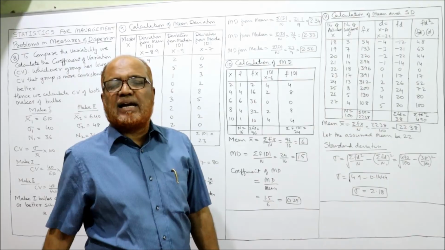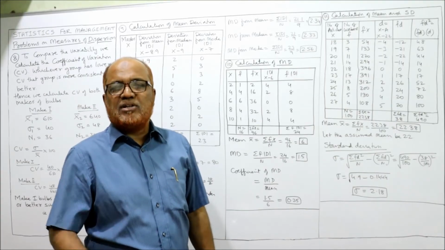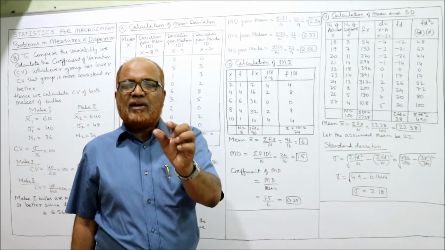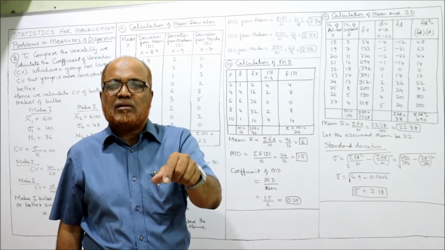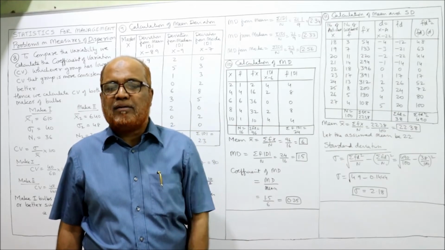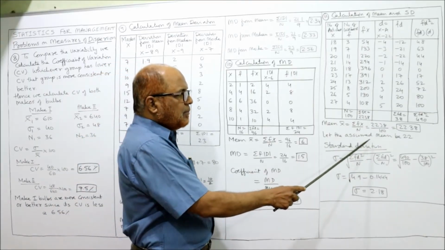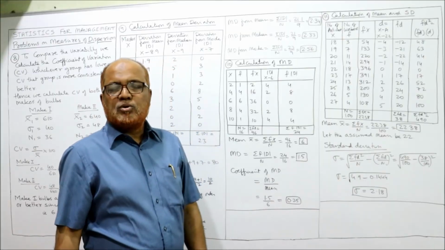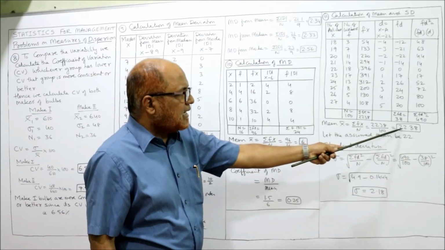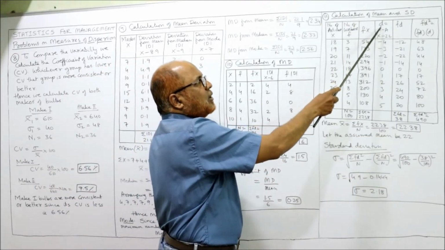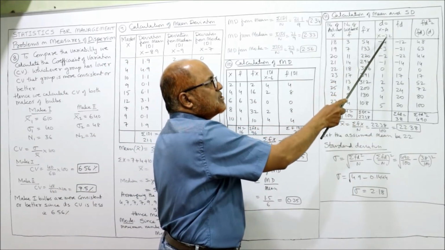Now we have to calculate the standard deviation. Take the deviations. Now the mean we got is in fraction, so we take the assumed mean. We take the deviations from the assumed mean. Let the assumed mean be 22. Instead of 22.38, I am taking 22, a round figure. Now d is equal to x minus A, x minus 22.